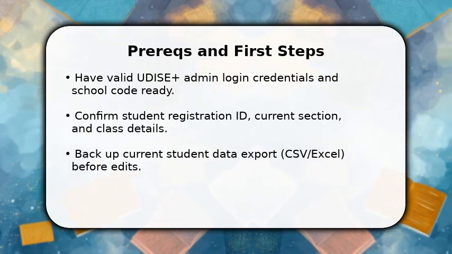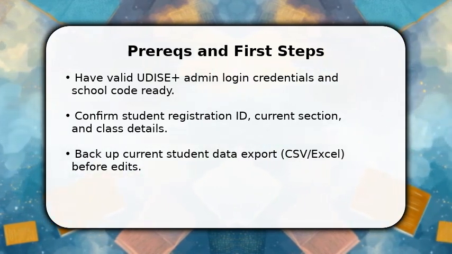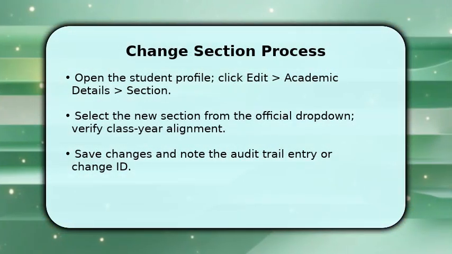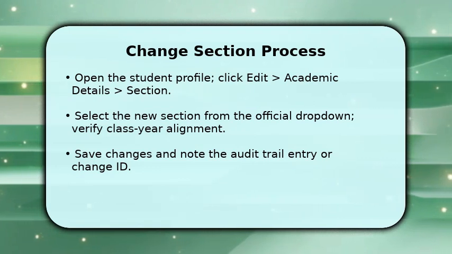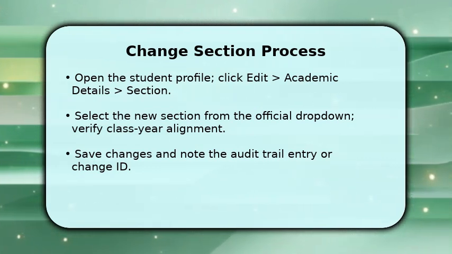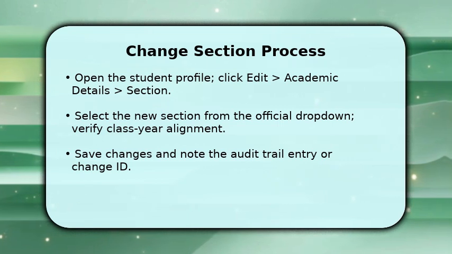You now perform the core edit. In the student profile, select Edit, then Academic Details. Choose the correct section from the official dropdown. This ensures the system enforces class section rules.